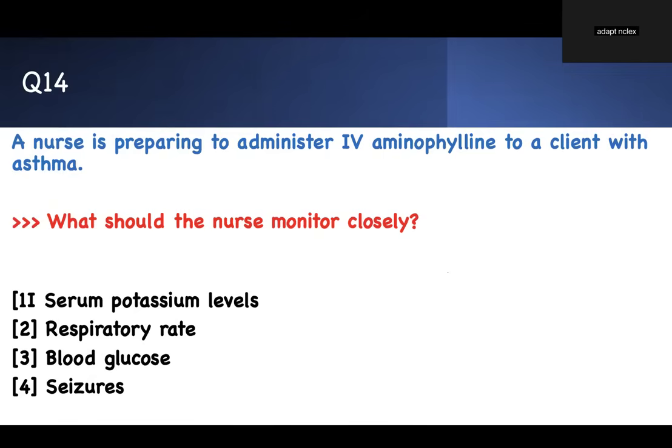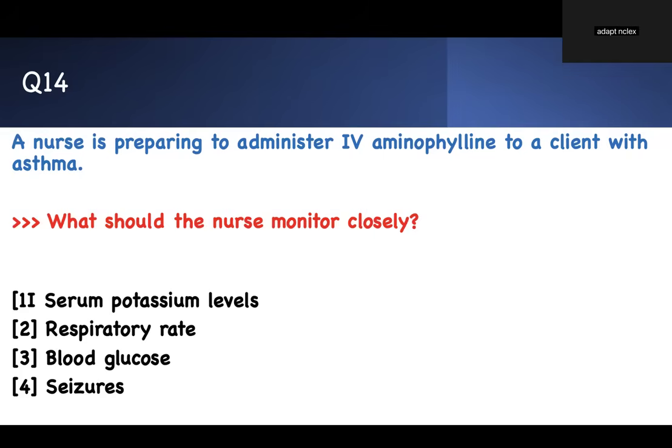And then she's preparing to administer IV aminophylline to a client with asthma. What should the nurse monitor closely? If you don't know, remember this: aminophylline, we saw theophylline, and theophylline and aminophylline are the same. Pharmacology audio, remember them, pay attention to the last name. I see aminophylline and I know theophylline. Whatever I know about theophylline, I should add to aminophylline. What you worry about is a beta agonist, and beta agonists speed things up, right?